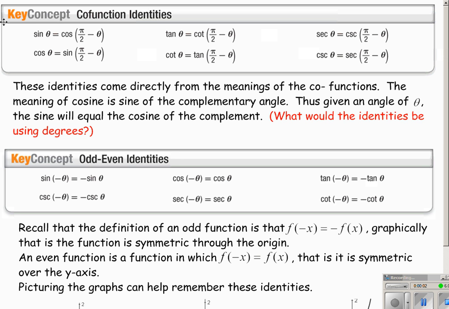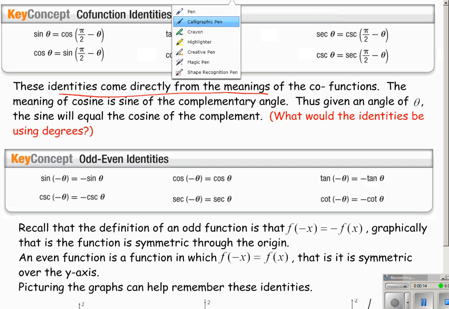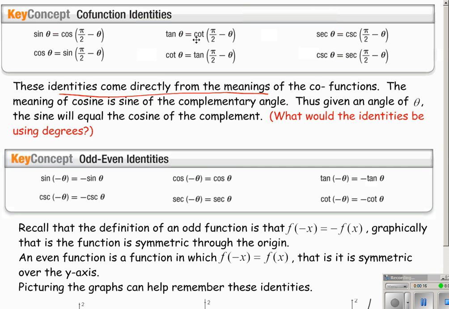For our next topic with the trigonometric identities, we look at the idea of the cofunction identities. These identities come directly from the meanings of the cofunctions. The meaning of the cofunctions is that the cosine is the sine of the complementary angle. That's where the co comes from, the complementary angle.